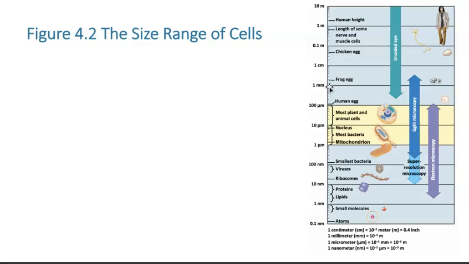So we can see things definitely in the range of smaller than a millimeter, but not as small as a human egg. And then of course a whole grown human can be pretty tall, several meters. And actually, interestingly, some of the nerve cells in your body can be quite long as well.